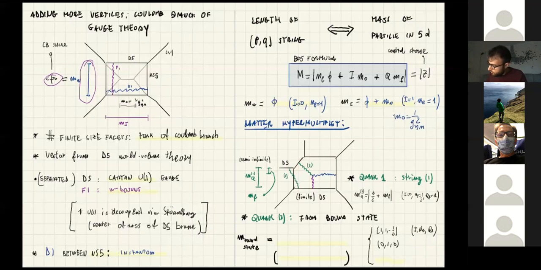So we can compute. The first quark will be given by strings stretching between these two D5, the first D5 with this semi-infinite D5. If we compute the mass, by which I mean computing the length of this segment, this gives the following number. This means that there is an electric charge, which is 1/2, and also a flavor charge, which in this case is equal to 1.